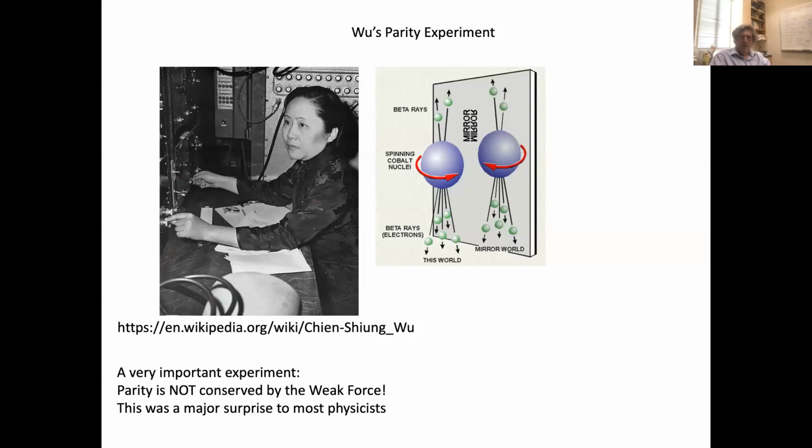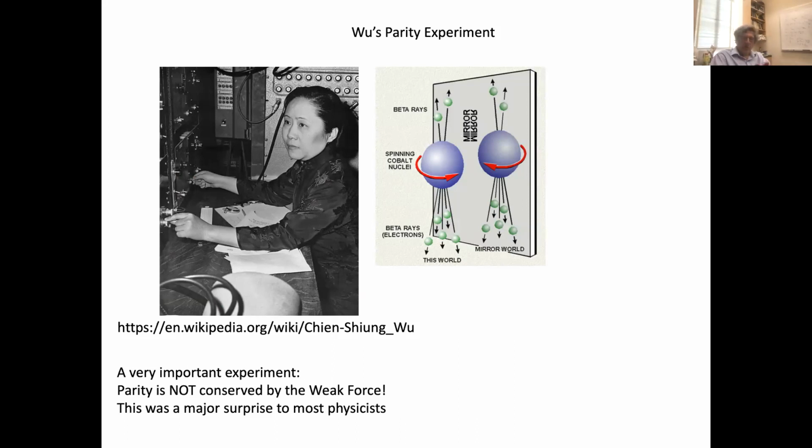Okay, here is C.S. Wu, also known as Madame Wu, with her parity experiment. So she's at the controls of her experiment. She was a Berkeley graduate student. She worked closely with Lawrence and Segre in graduate school here. She was heading to Michigan, but she stopped luckily in Berkeley, and we grabbed her before she could get to Michigan and offered her a position, and she stayed here.